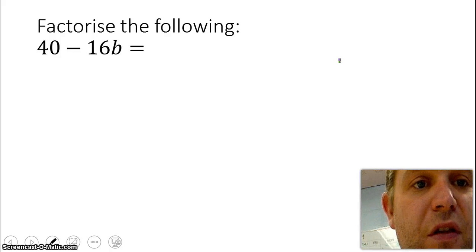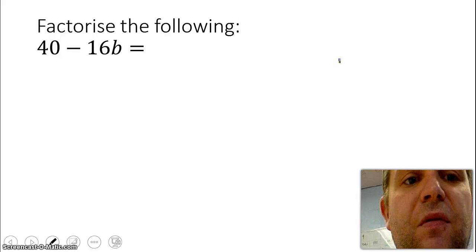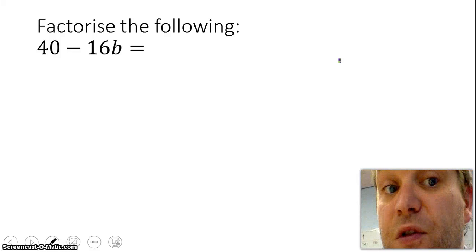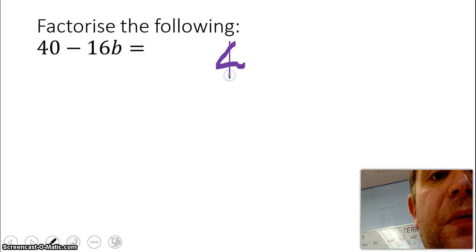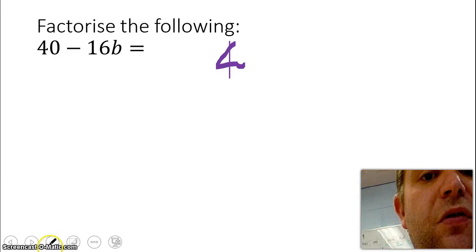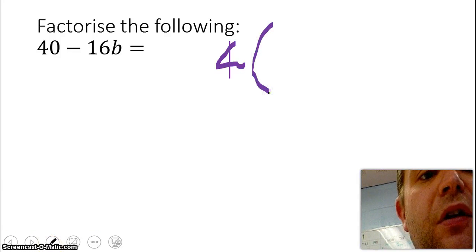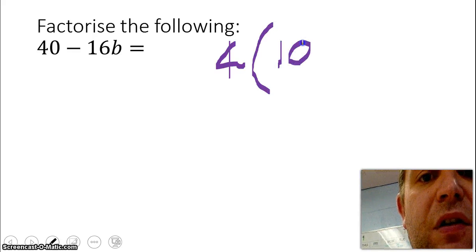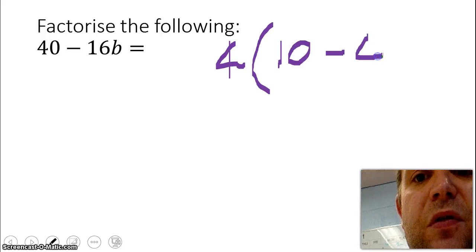So in this one, we're looking to factorise it. We've got two numbers, we've got 16 and 40. 16 is 4 fours and 40 is 10 fours, so I'm going to pull a common factor of 4 out. I could probably pull 8 as well. In fact, we might do that very quickly in a sec, but we'll pull our common factor of 4 out. 40 divided by 4 is 10, minus 16 divided by 4 is 4b.